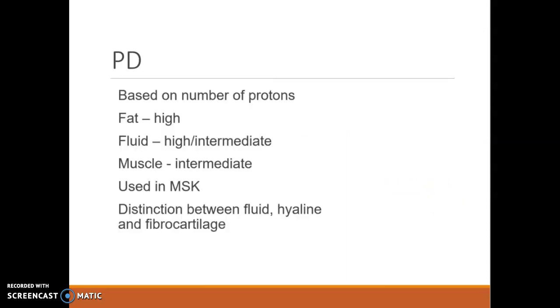So PD sequence is based on the number of protons and literally means proton density weighted MRI scan. So fat is shown as high density, fluid has a high density of protons, and muscle is intermediate. Normally used in MSK because it differentiates really nicely between those structures and shows a distinction between fluid, hyaline and fibrocartilage.